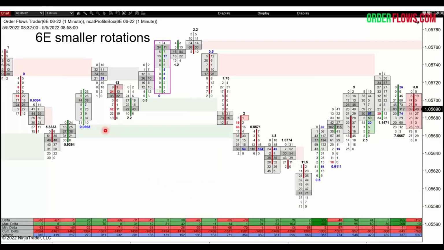This is the euro currency futures. Now, this is this morning, smaller rotations because the market isn't as volatile as the way stocks have been recently. But when volatility picks up, you're going to have bigger rotations.